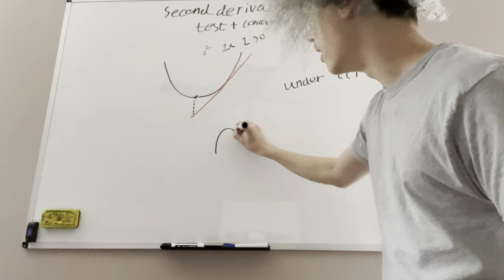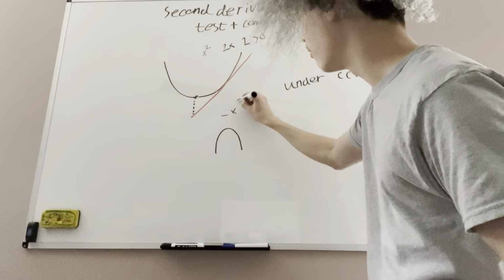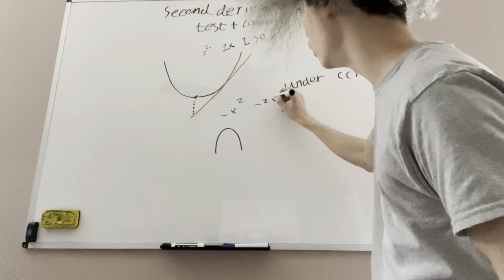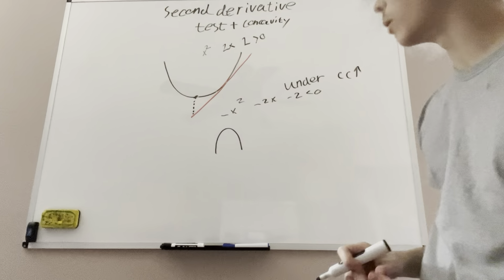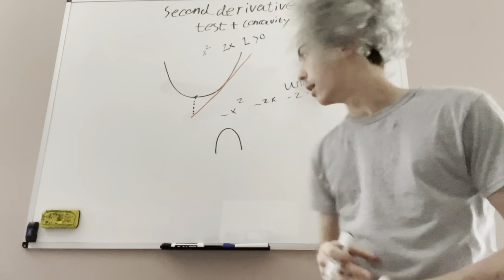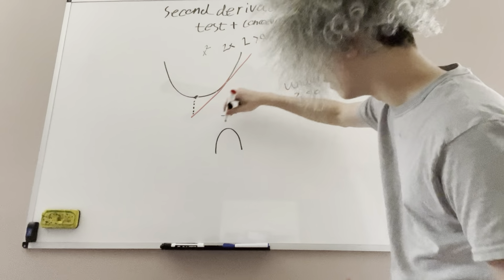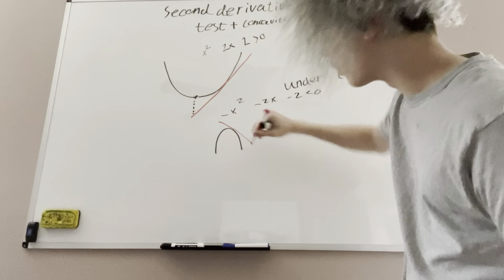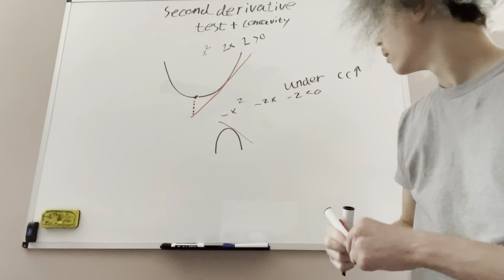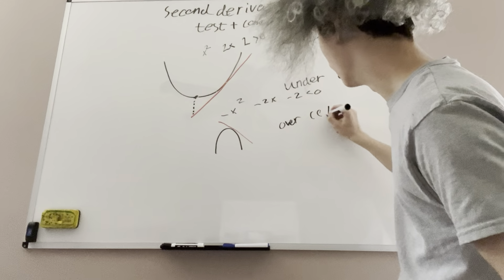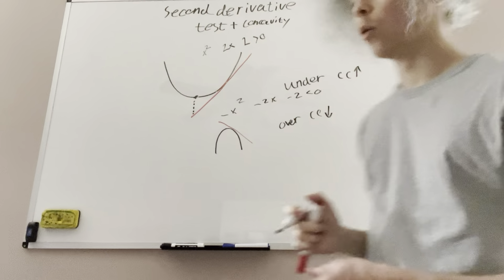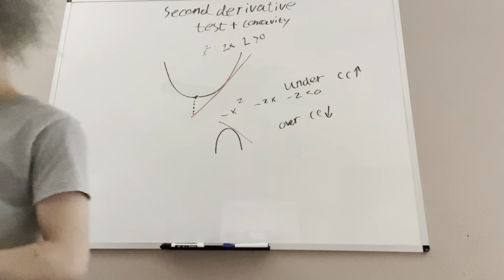Now, if I were to draw negative x squared, its first derivative is negative 2x, and its second derivative is negative 2, which is less than 0. So negative x squared is always concave down. And the opposite is true. If I draw a tangent line, I'm always going to overestimate the function. So we overestimate concave down functions, or concave down intervals.